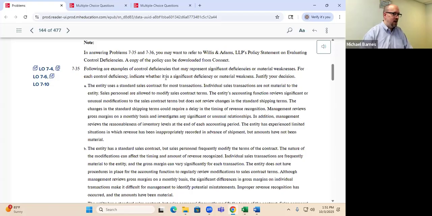Individual sales transactions are not material to the entity. Service personnel are allowed to modify sales contract terms. The entity's accounting function reviews significant or unusual modifications, but does not review changes of the standard shipping terms. The changes of the standard shipping terms could require delay in timing of revenue recognition. Management reviews gross margins on a monthly basis and investigates any significant or unusual relationships. In addition, management reviews the reasonableness of inventory levels at the end of each accounting period. The entity has experienced limited situations in which revenue has been appropriately recorded in advance of shipment, but amounts have not been material.